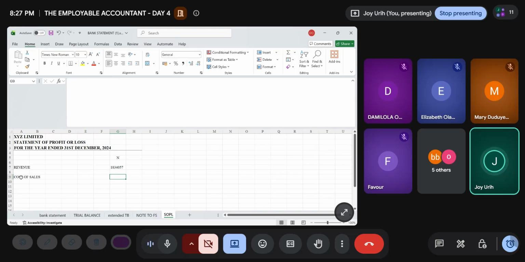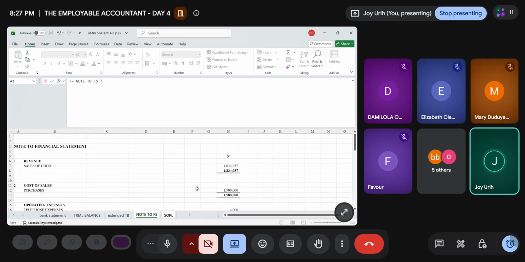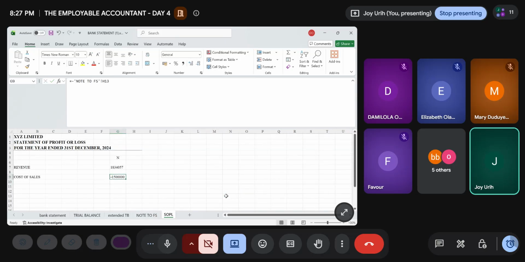So that's the same thing we are going to do. If I'm going to pick the figure for cost of sales, I'm going to put a minus sign. So equal to minus and get the figure from the note to the account. So we have this. This should be in negative. I think there's something wrong.